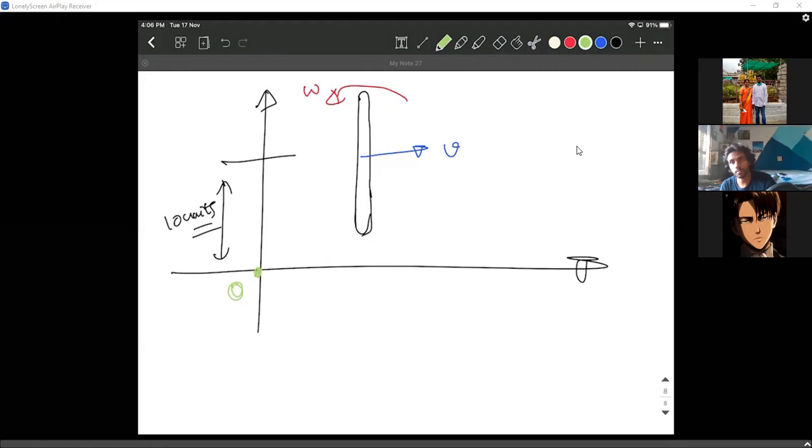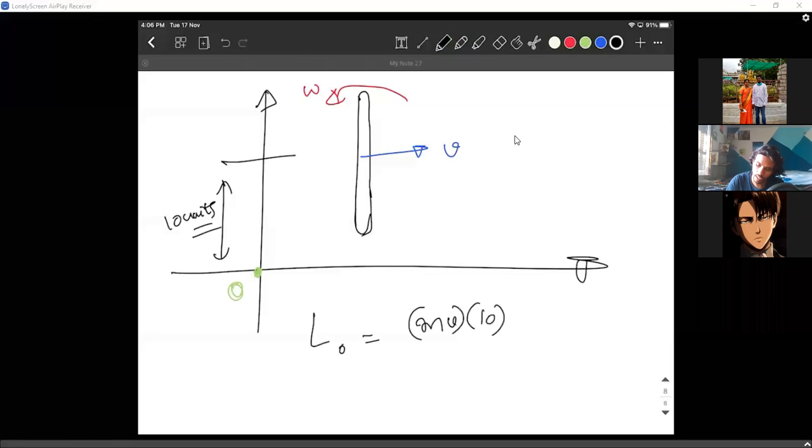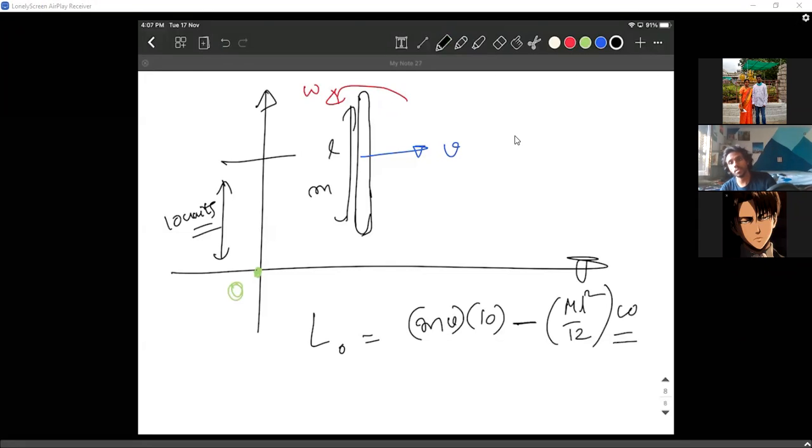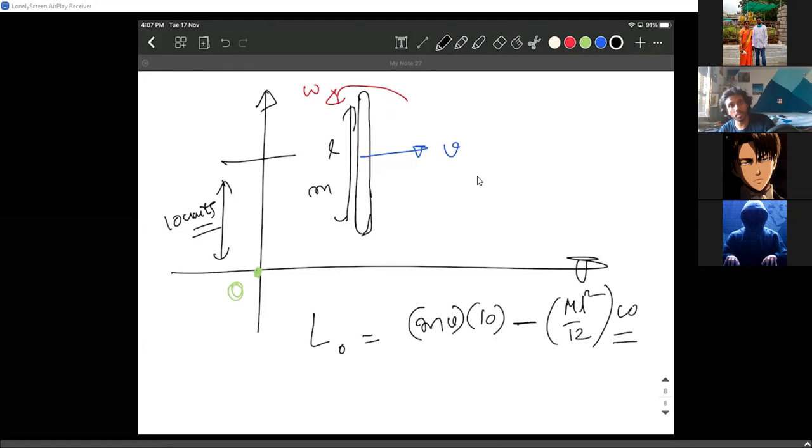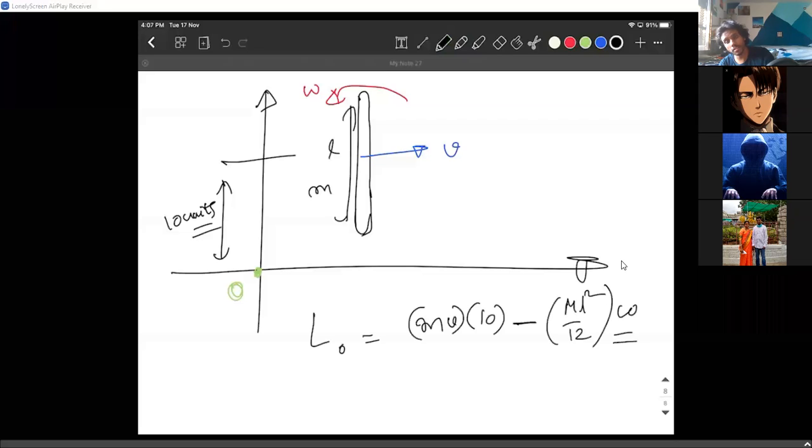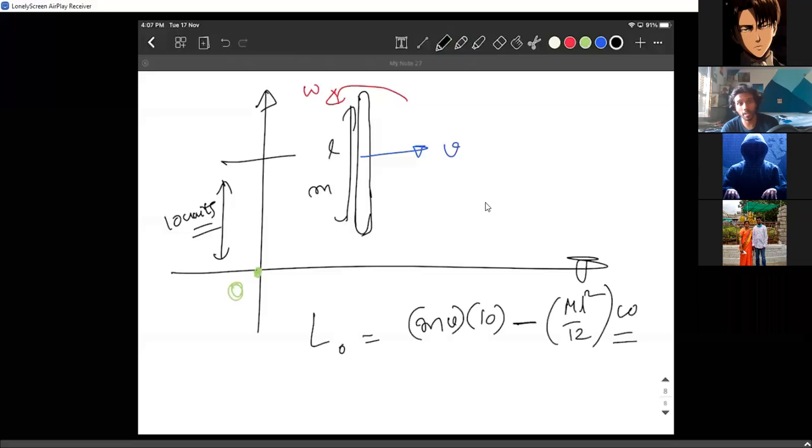Chetan, yeah, tell me. Sir, 10 MV minus I omega. MV into 10, minus I omega, because I have to give mass and length also. I is nothing but ML square by 12 into omega. You see that? So this is how you write the angular momentum of a body. This idea is so important in a lot of problems. You will get to see those ideas tomorrow, like why writing angular momentum is so important.